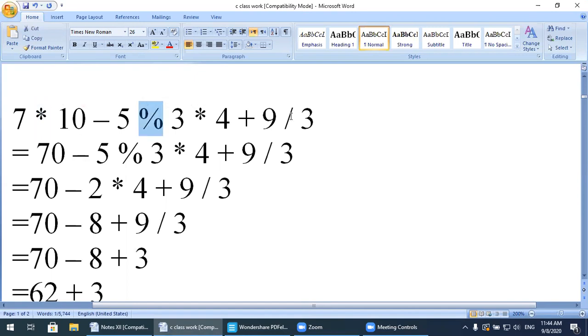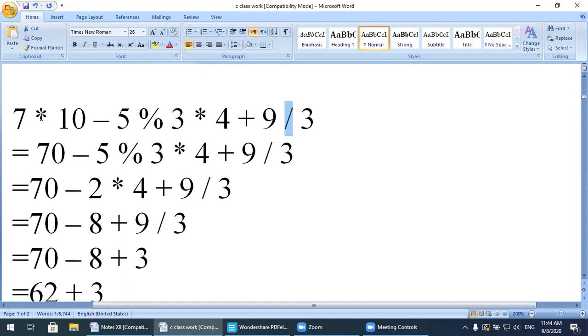Asterisk, modulus, and slash have the same priority. They should be solved first. Now the question arises: in a single expression, when operators of the same priority are present, how do we solve them? Which operator should be solved first? Obviously, you will check from left to right, to see which operator comes first.